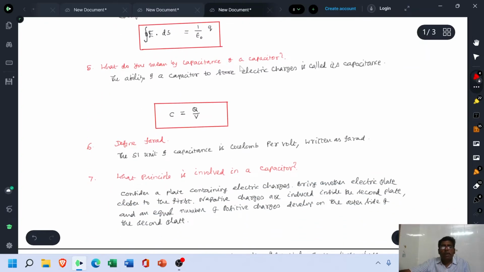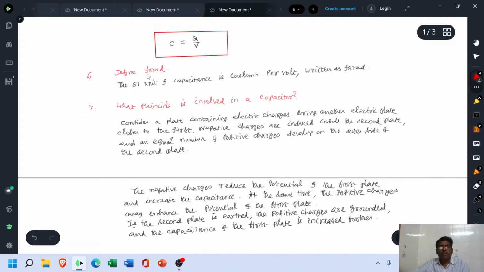What do you mean by capacitance of a capacitor? The ability of a capacitor to store electric charge is called its capacitance. The capacitance C is given by the formula Q divided by V.